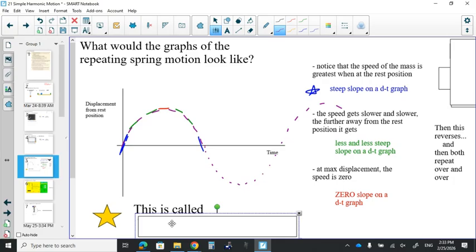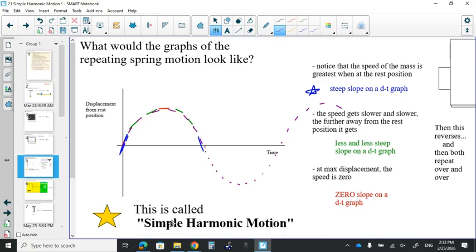So this is what we call simple harmonic motion, okay? And it's sinusoidal, your trigonometric stuff from grade 11 math, sine and cos and so on. You can use sine or cosine to represent the motion. Okay, so there's some math tools there that we have.